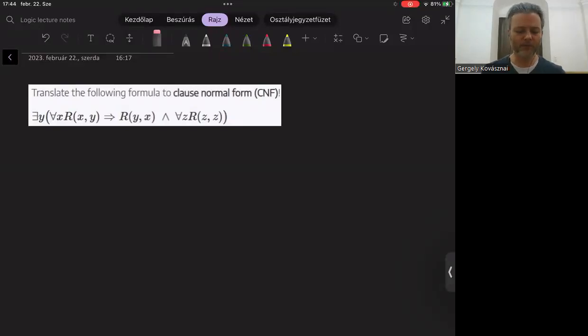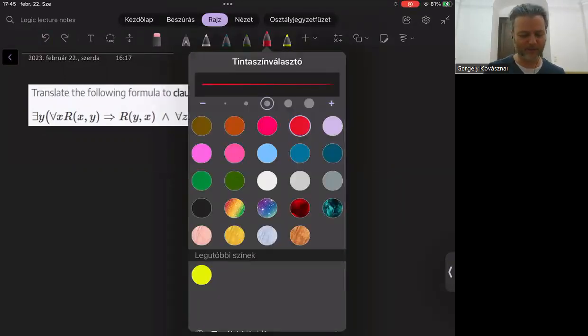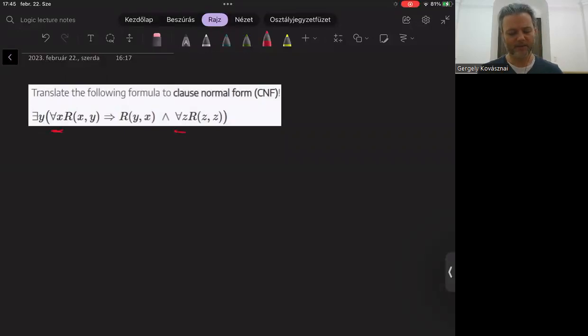Now we have to translate this formula to CNF, or conjunctive normal form. For this, we definitely need to prenexize the formula, which means to move all the quantifiers in front. Fortunately, the very first quantifier is already in the prefix, so at the very beginning we don't have to do anything with this quantifier. Of course, we do have to do something with the other two quantifiers, those ones.